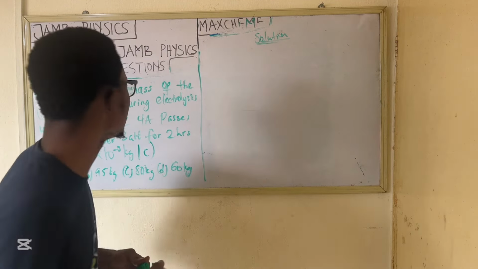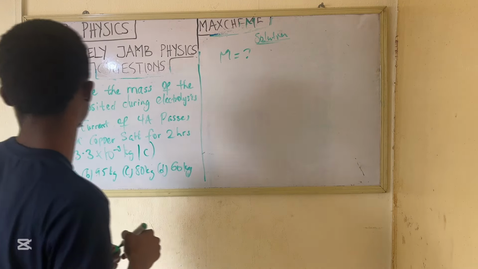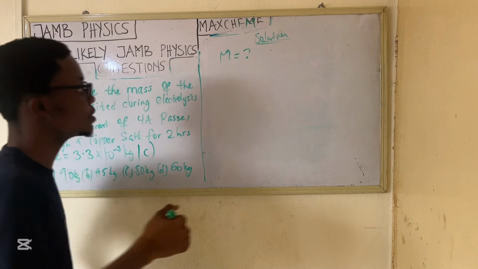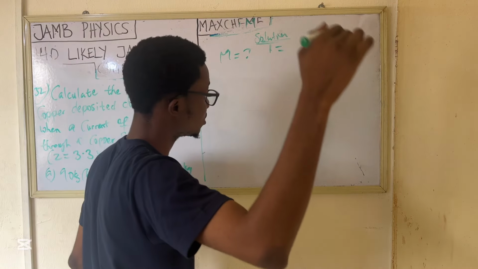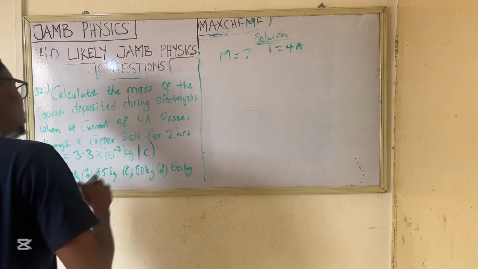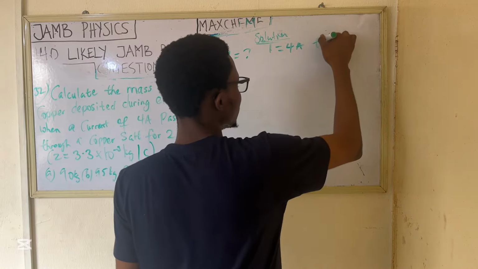Let's write out our parameters. We have to calculate the mass of copper deposited during electrolysis when the current, I, which is the symbol for current, is 4 ampere. The current passes through a copper source for 2 hours. That is the time. Time is 2 hours.